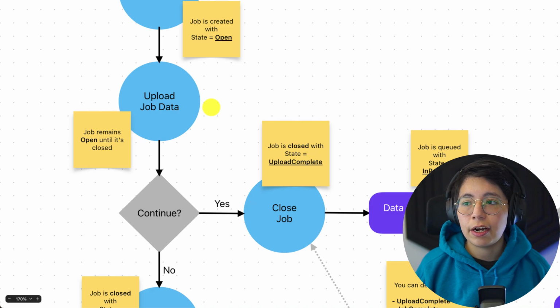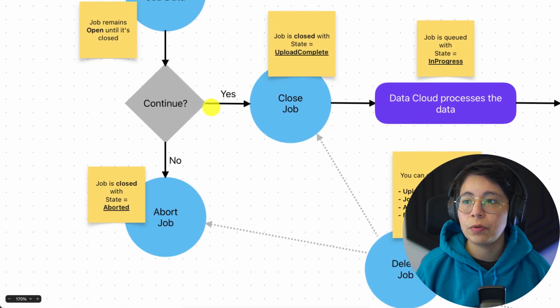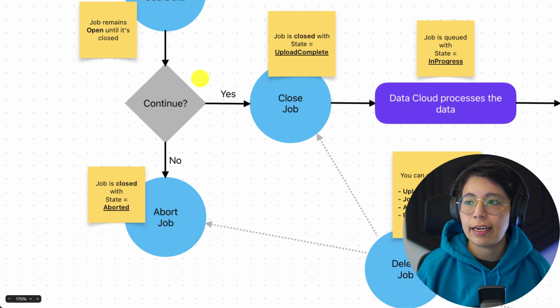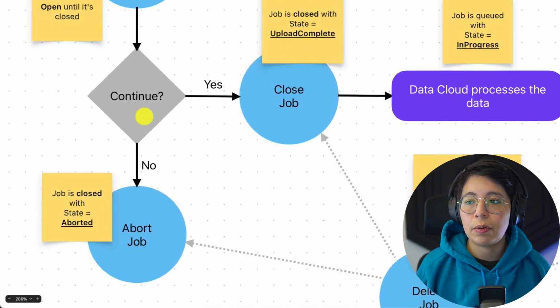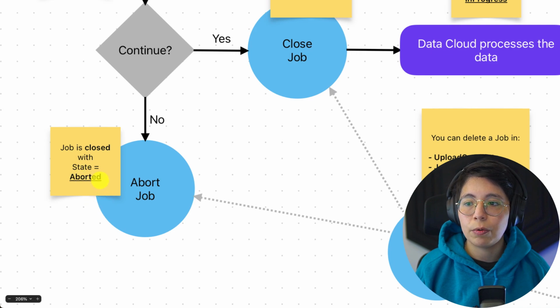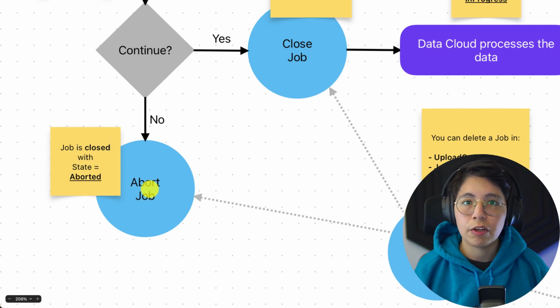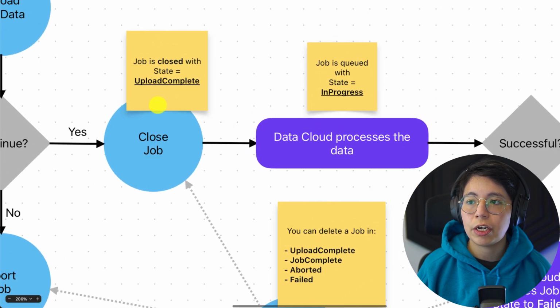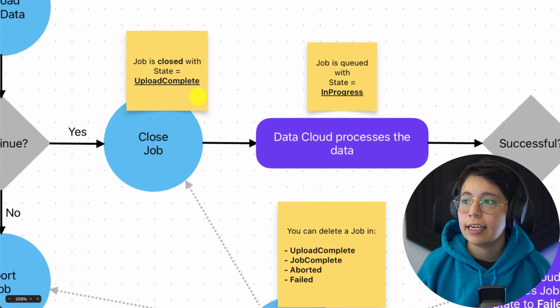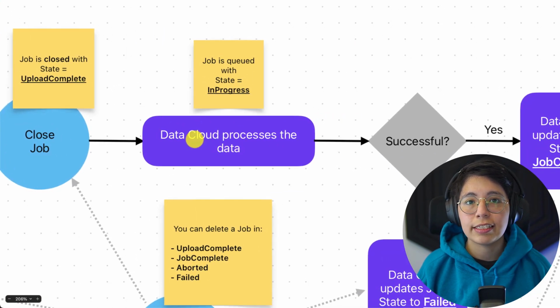So once you know you're done uploading your data, there are 2 states that you can do at this point. You can either continue the rest of the process by closing the job with the upload complete state. Or you can choose to abort everything, change the state to aborted, and then there's no longer anything that you can do with this job. But if you choose to continue and you close the job with the upload complete state, then Data Cloud takes the job information, all of your data and everything, and queues it with the state in progress.